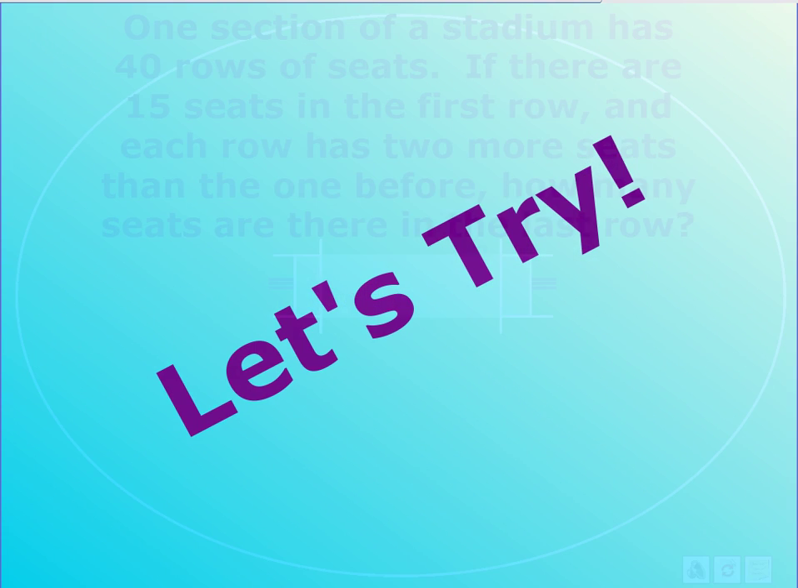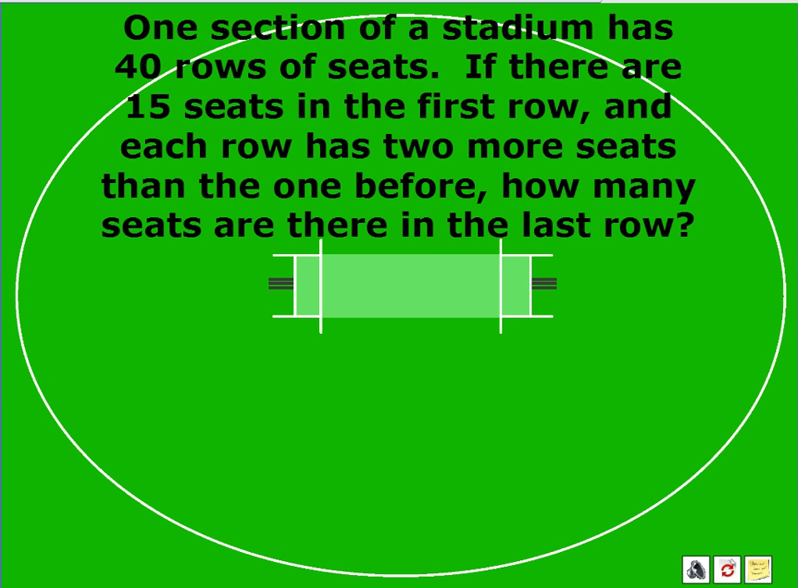So let's give this a try. We're going to start with one section of a stadium that has 40 rows of seats. If there are 15 seats in the first row, and each row has 2 more seats than the one before, how many seats are there in the last row? First of all, take the time to pay attention to the rate of change.